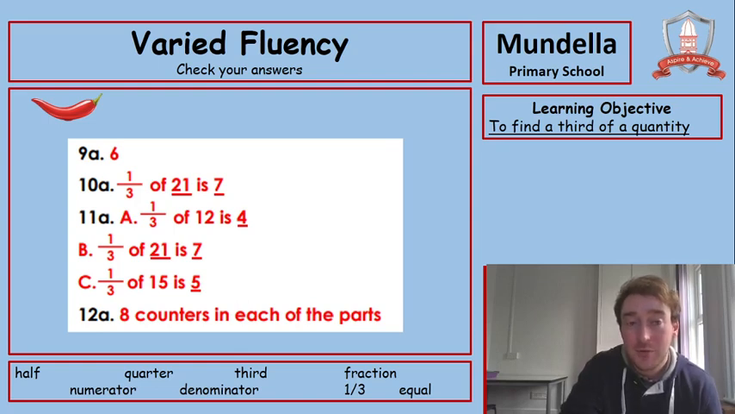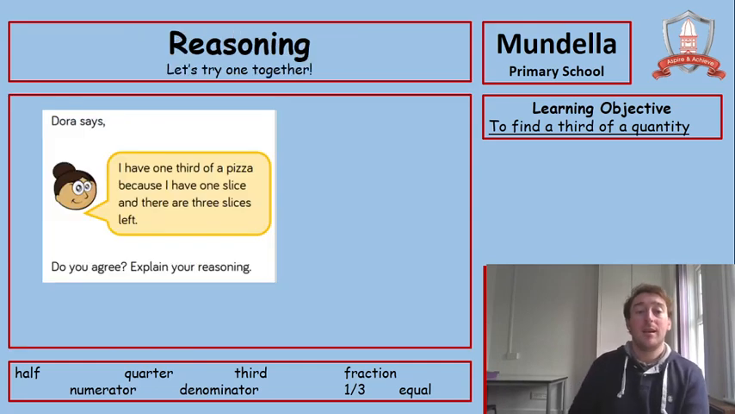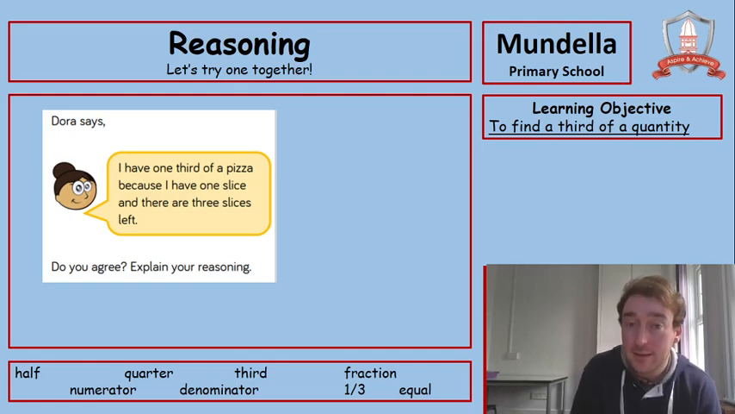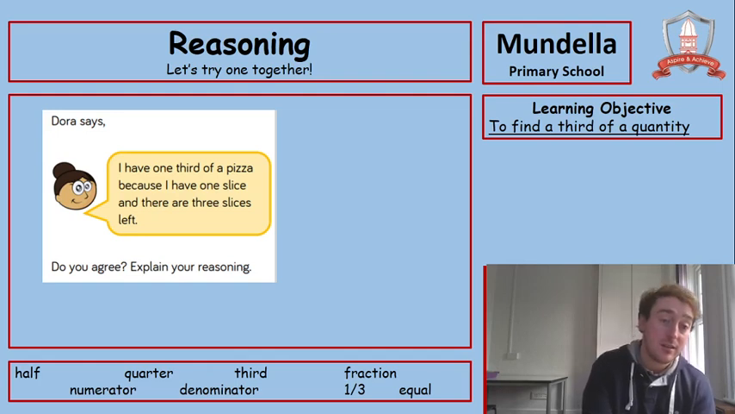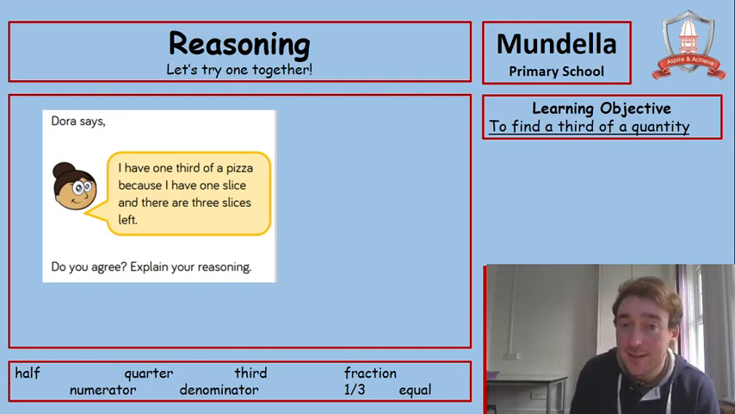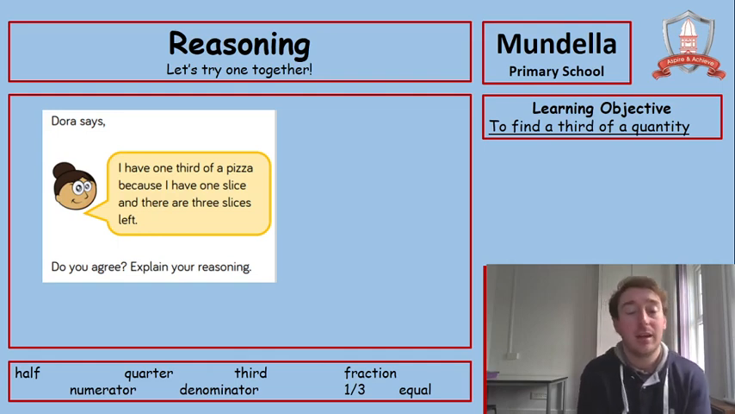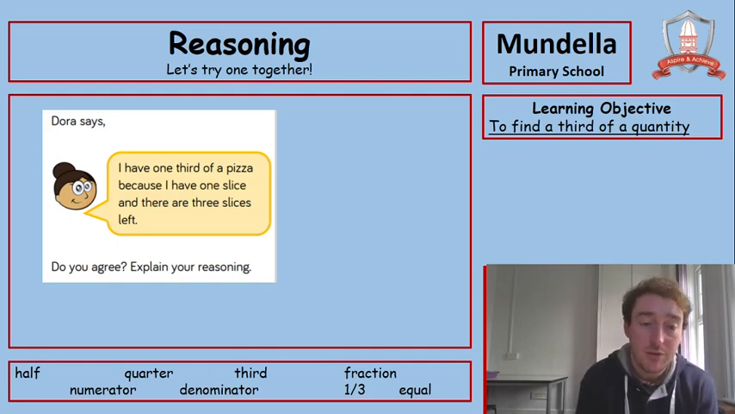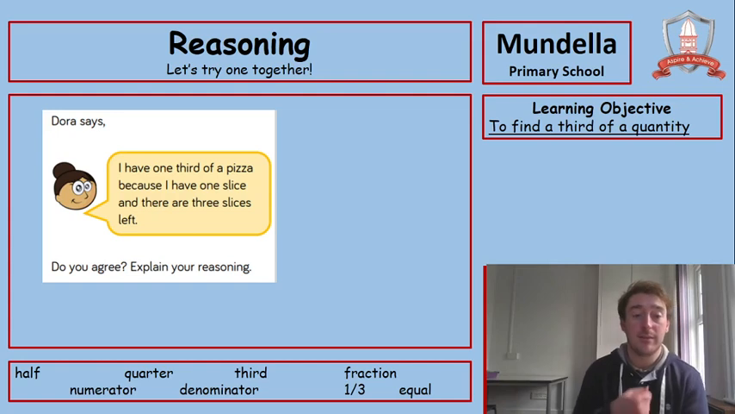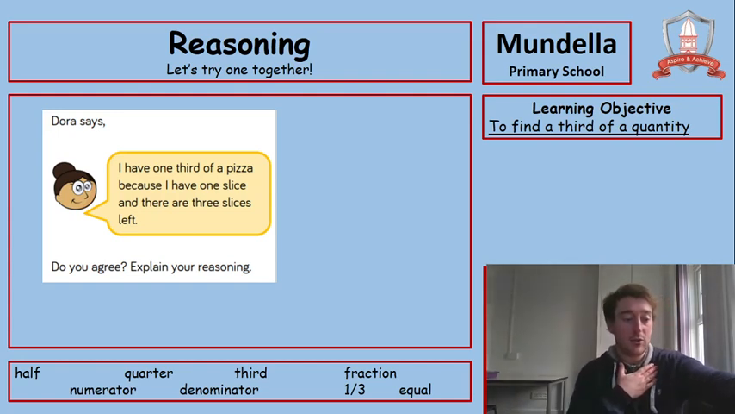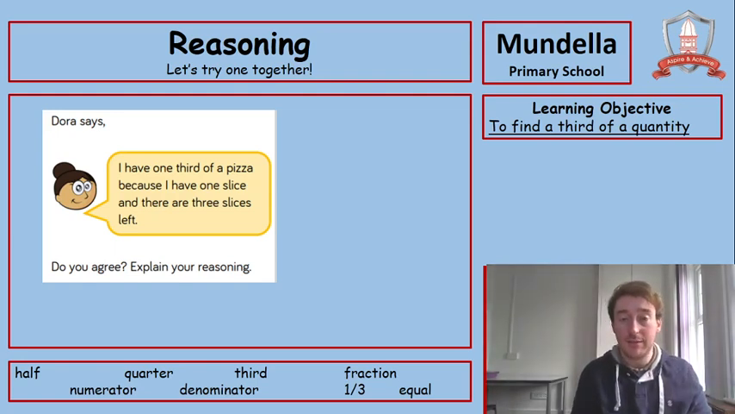And let's move on to some reasoning. Dora says, I have 1/3 of a pizza because I have one slice and there are 3 slices left. Do you agree? Explain your reasoning. Okay, so she says I have 1/3 of a pizza because I have one slice. But if she has one slice, that means there are still 3 other slices left. So how many slices were there in the first place?